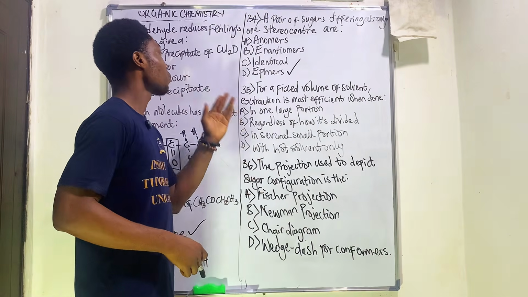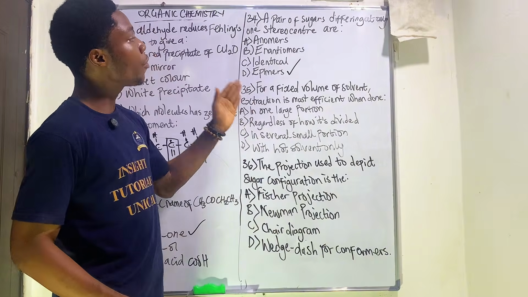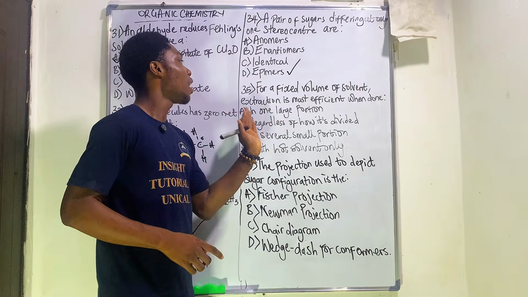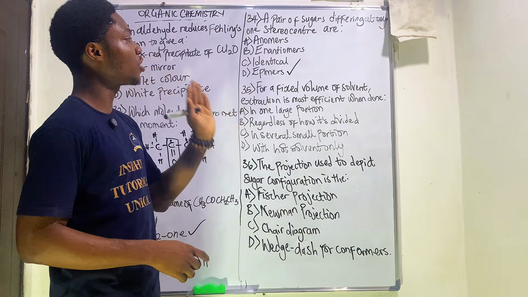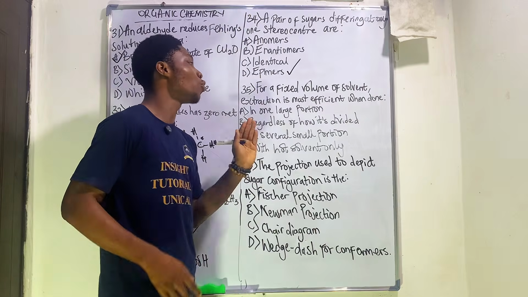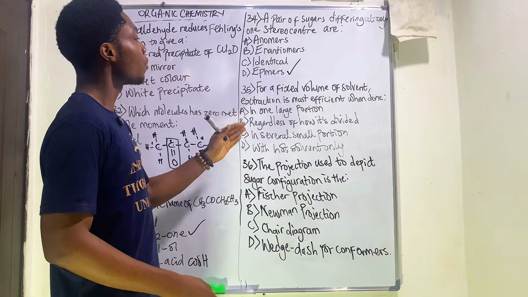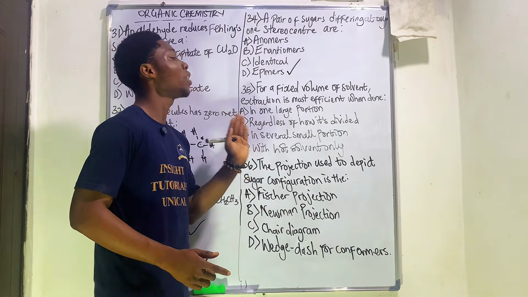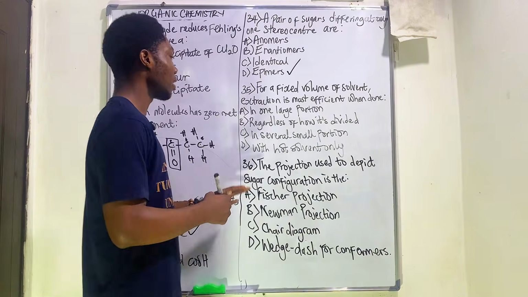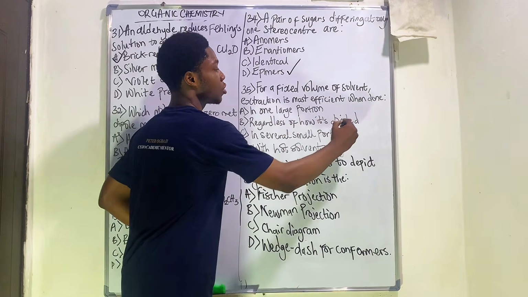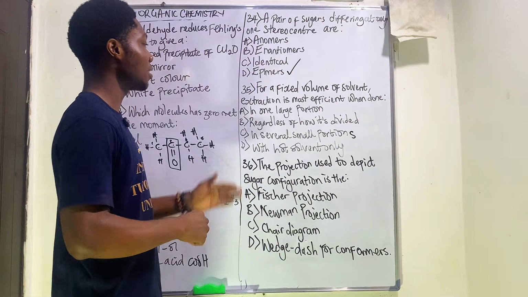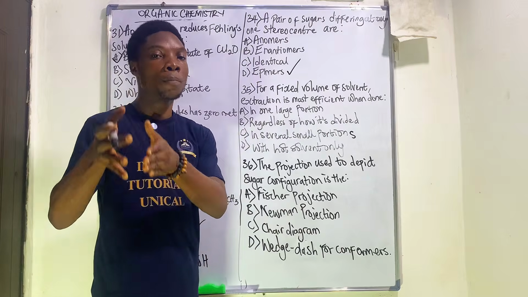Right? So, next question. For a fixed volume of solvent, extraction is most efficient when done A. in one large portion, B. regardless of how it's divided, C. in several small portions, and D. with hot solvent only. The correct answer is in several small portions.